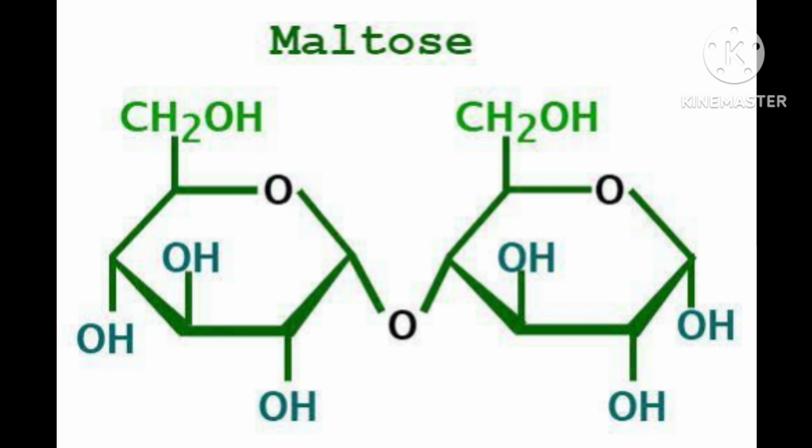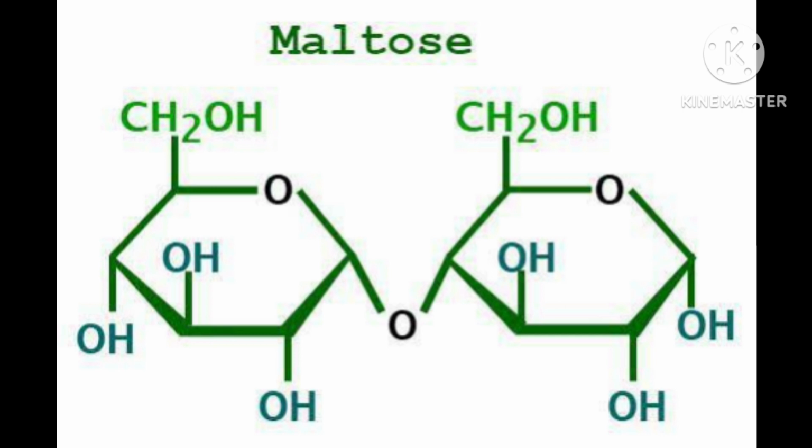Then OH and H, O and H, will make H2O. Then only one O will remain. There are two OH groups: one OH plus one H will form water and go away as water. Then the OH from carbon number 1 will go as negative.